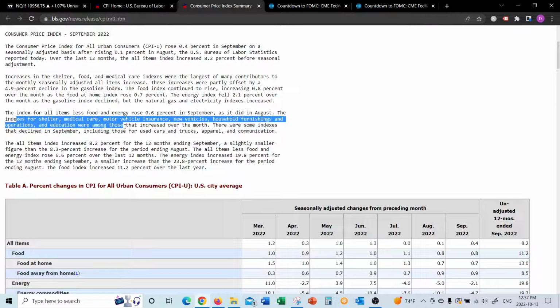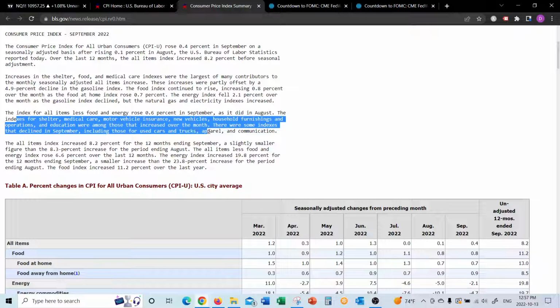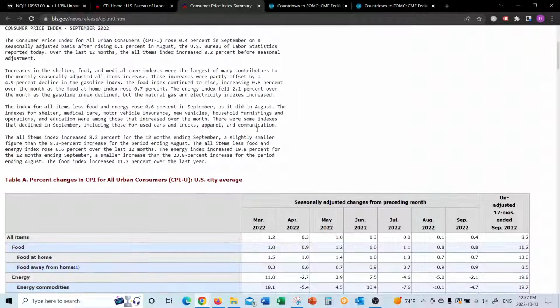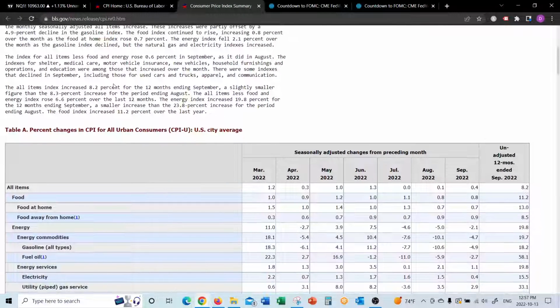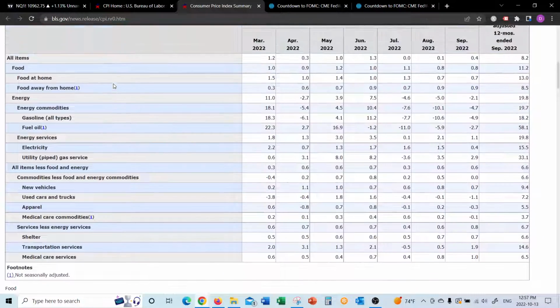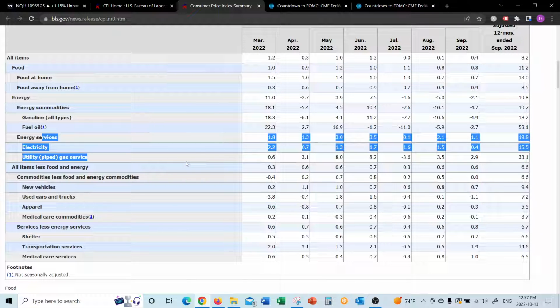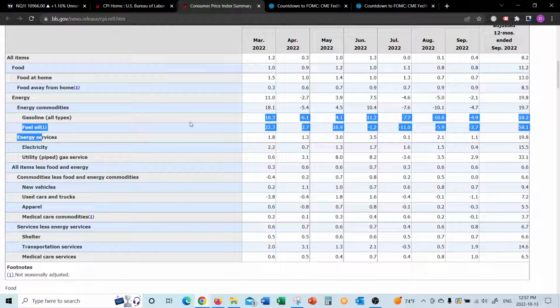There were some indexes that declined in September, including those for used cars and trucks, apparel, and communication. So overall, we've seen that prices have moved up, especially on the core end. Yes, gasoline has come down. You could take a look at this chart whenever you get time, but definitely, food has increased. They're elevated there. You do see energy services, fuel, and gasoline lower, right?